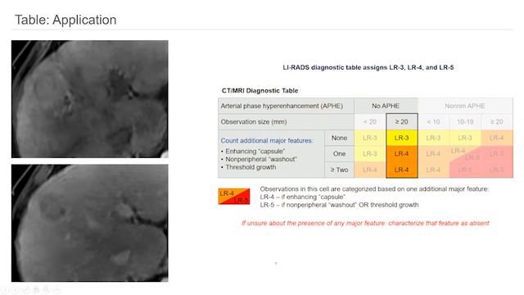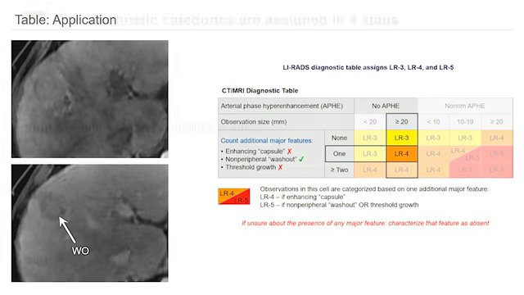The next thing we're going to do is count additional major imaging features, and in this case, we only have the washout appearance, and that means we're going to select the middle row. And again, the intersection of the selected row and a column is what gives us the final category, which is LIRADS 4 in this case.